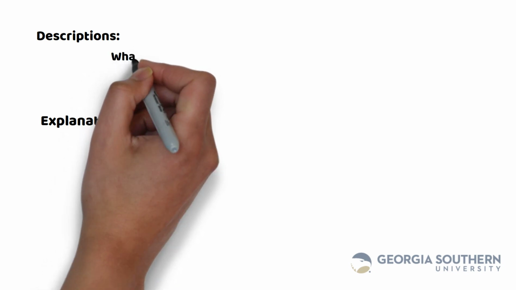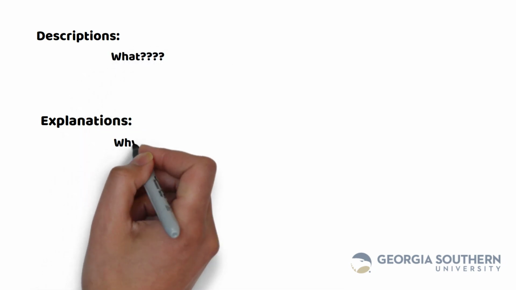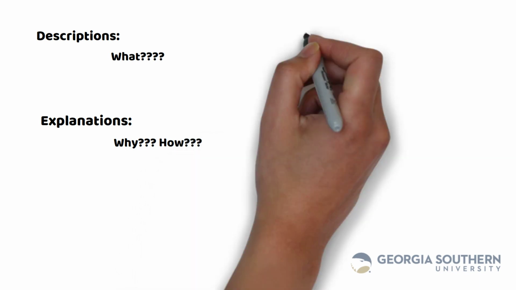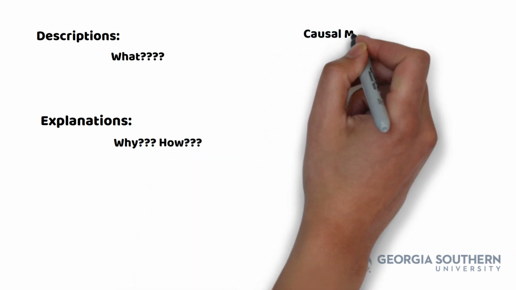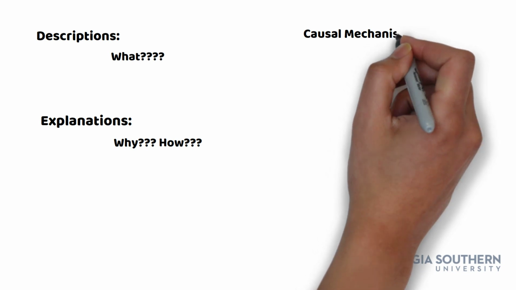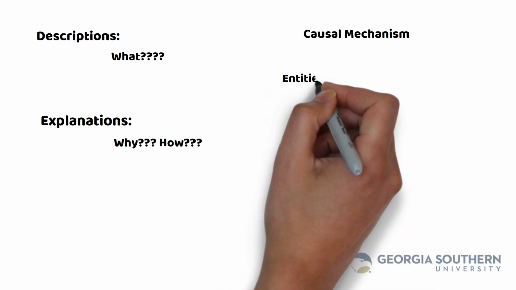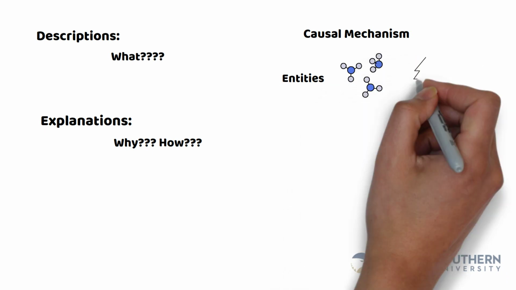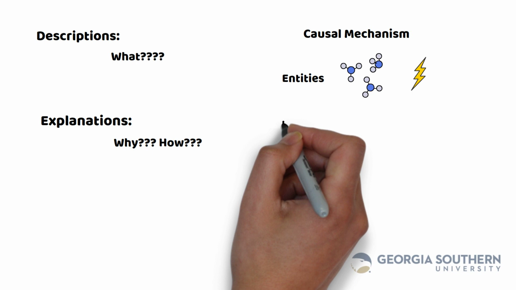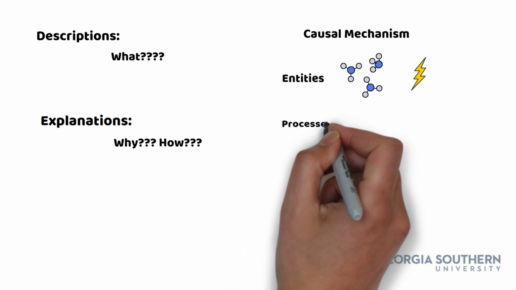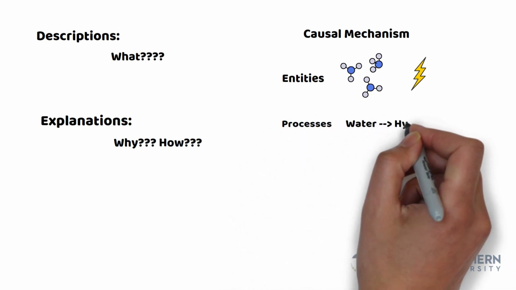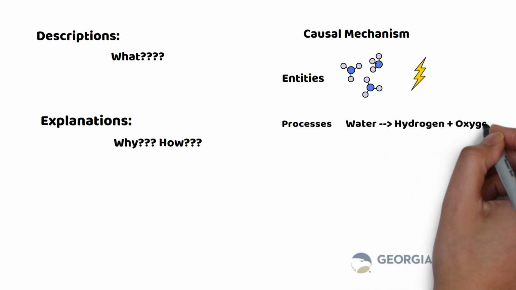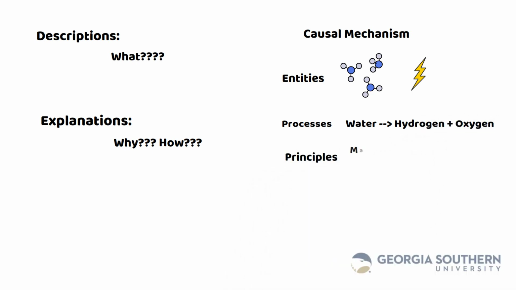Descriptions include what happens to something, and causal explanations are about why and how something happens. A causal explanation explains how and why things happen in terms of causal mechanisms. A causal mechanism contains entities, processes, and principles. Entities are usually not directly observable, such as molecules and energy. Entities interact or change in processes. For example, in the process of electrolysis, water is split into hydrogen and oxygen. Principles such as matter conservation and energy conservation govern the processes and changes.